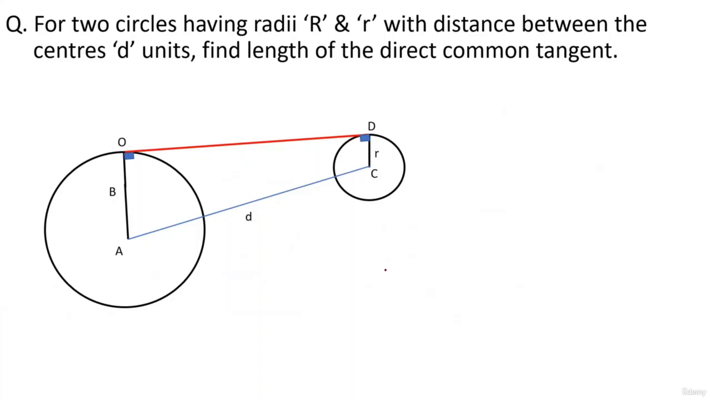Let's solve this one. For two circles having radii capital R and small r with the distance between the two centers d units, find the length of the direct common tangent. So you can observe here are two circles. एक का center A है, दूसरे का center C है, and there is a direct common tangent OD between these two. Right, that's a direct common tangent OD in this case, and iska radius is given as AO, jiska length capital R hai. Iska radius is given as small r, which is CD.